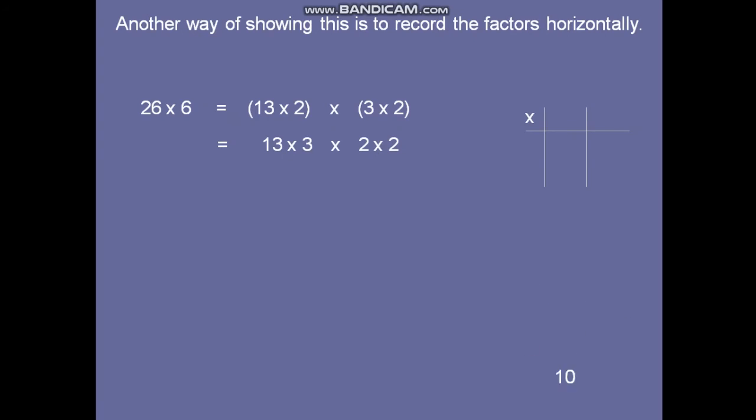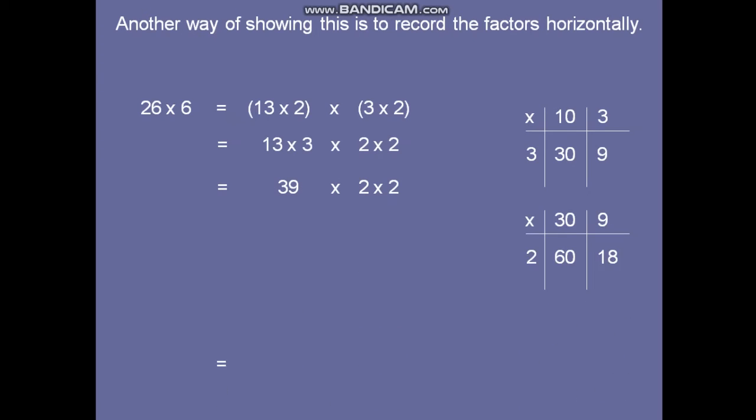Now another way of showing this is to record the factors horizontally. No need to understand this one, I think. The main reason for making the video is to know its factors. I don't care about prime or square or those things.